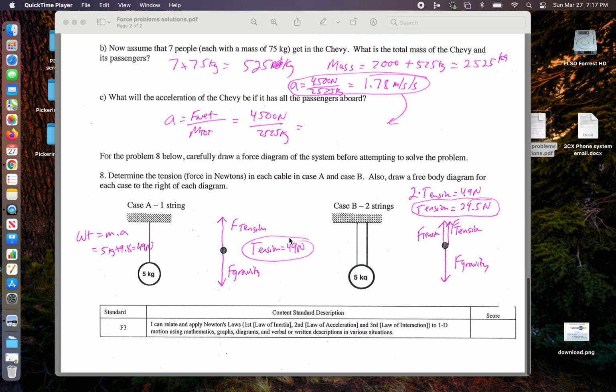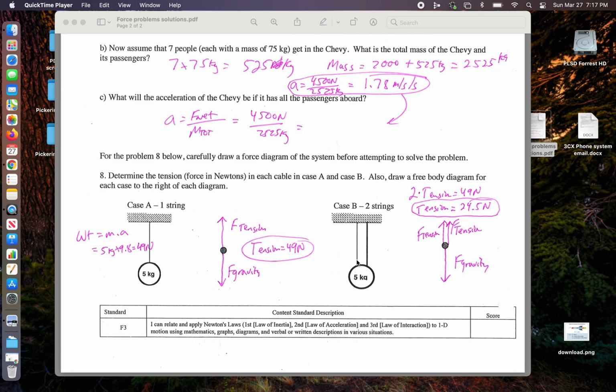Problem 8 was asking you to look at free body diagrams, make a free body diagram, and then actually figure out the tension. The tension up would equal the gravitational force down in this case. That gravitational force is m times the acceleration due to gravity of the Earth, which is 49 newtons. Again, if you use 10, you get 50 newtons here. So the tension in that rope would be 49 newtons or 50 newtons.